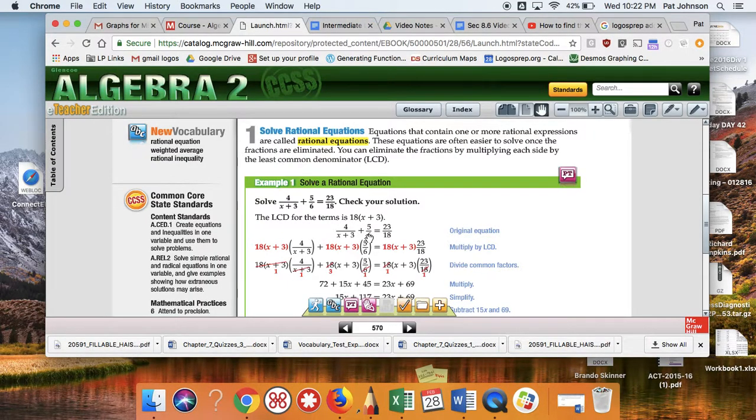So what is a rational equation? It's an equation, which means you have an equal sign, with one or more rational expressions. So you have one or more terms that are a rational expression. We already learned what rational expressions are. Now, in order to solve these equations, the easiest way is to get rid of the denominator by multiplying each term, or the entire equation, by the least common denominator. So let's look at example 1.